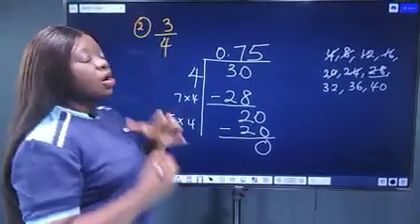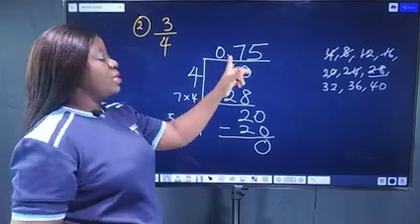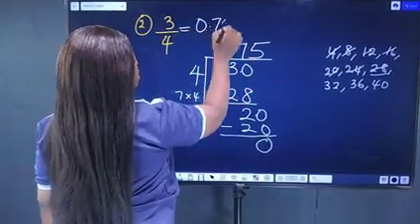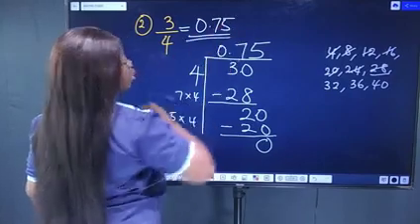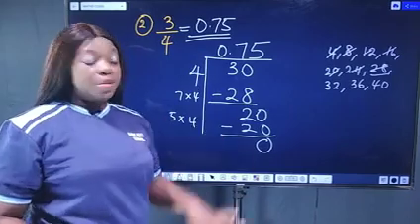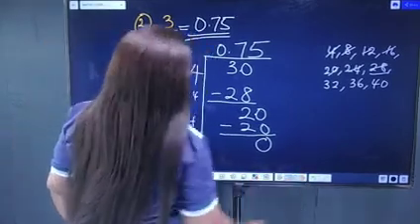So 3 over 4 converted to decimal number is 0.75. That's equal to 0.75. No remainder, no recurring digits. So this type of decimal is called terminating decimal. Now let's see the next one.